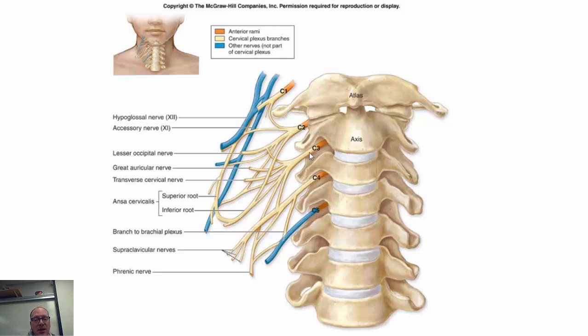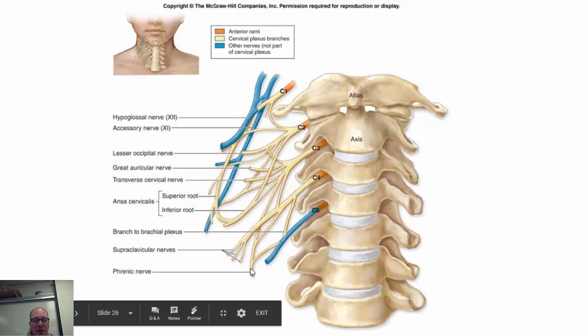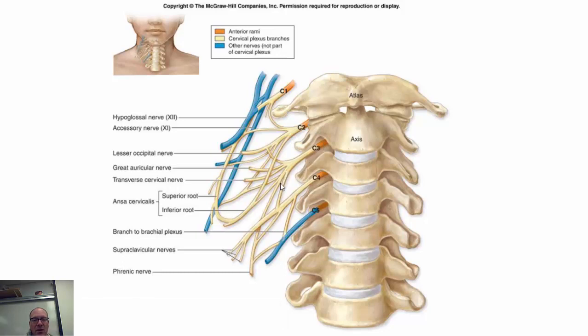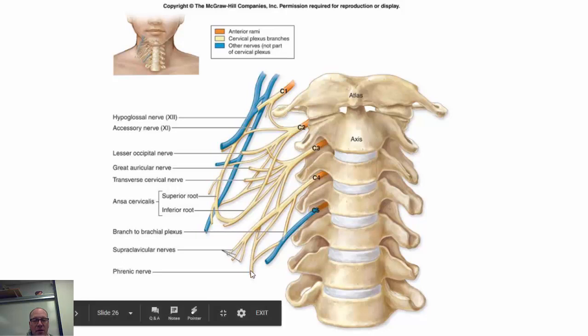I want you to pay special attention to C3, C4, and C5, okay? They branch off and then connect or communicate. C4 branches off and communicates with C5. Do you see that? All of these branch off and eventually neurons that send action potentials through these nerves can send signals through this special nerve called the phrenic nerve.